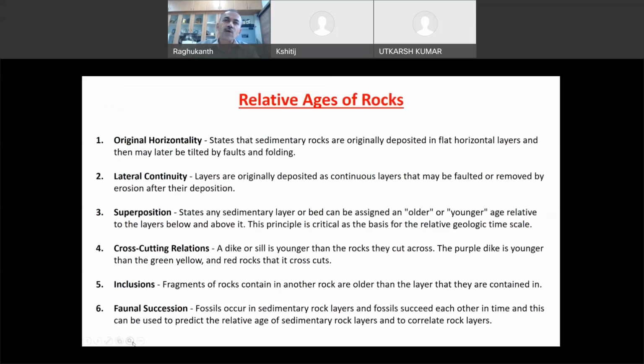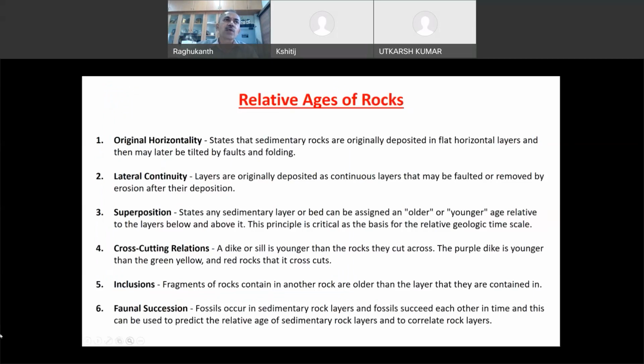But I think I forgot maybe the most important thing: Steno's rules give only relative ages. The top one is young, the bottom one is older, maybe oldest. But these stratigraphy rules will not tell you how old it actually is. Young means 10 years or 10 million years, that will not be known, but relative ages of rocks can be decided based on these rules.